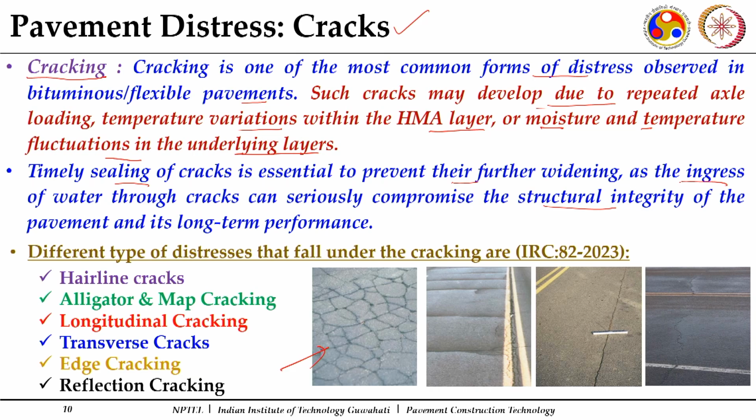So, the different types of cracks which are considered under this particular distress of cracking are hairline cracks, alligator or map cracking or fatigue cracking, longitudinal cracking, transverse cracking, edge cracking, and reflection cracking. These are some of the common types of cracks which are observed over bituminous and flexible pavements.